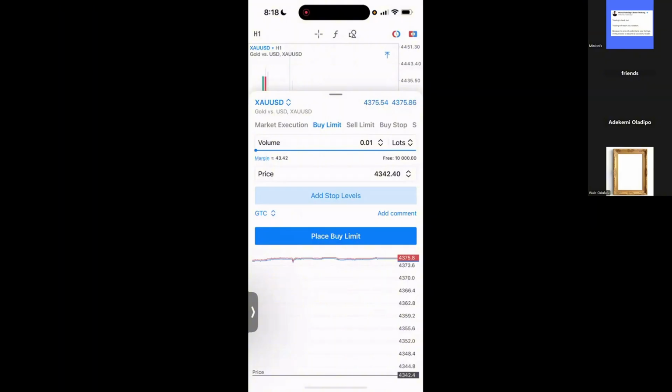Now, a sell limit is just the opposite. A sell limit is an order you set above the market price. So with a sell limit, you are looking to sell, but you want to sell above the current price. Let me give you an example, a real life scenario.